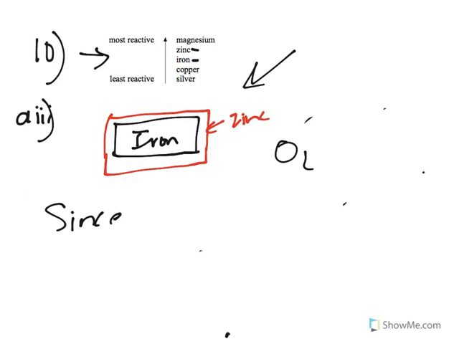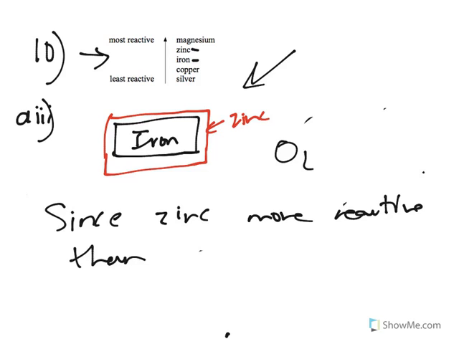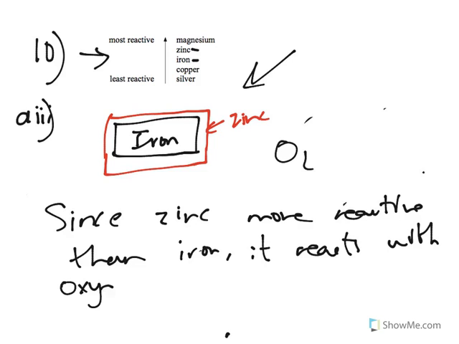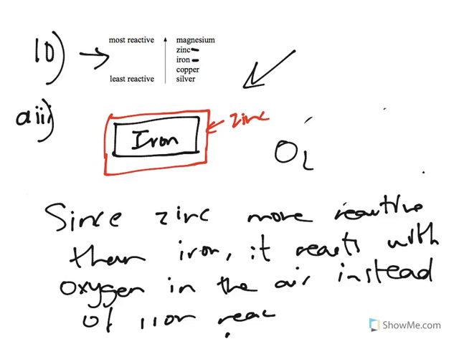So if you were to answer this question, you'd say that since zinc is more reactive than iron, it reacts with oxygen in the air instead of iron reacting with oxygen, and hence rusting is prevented. So that is the reason, because this is more reactive.